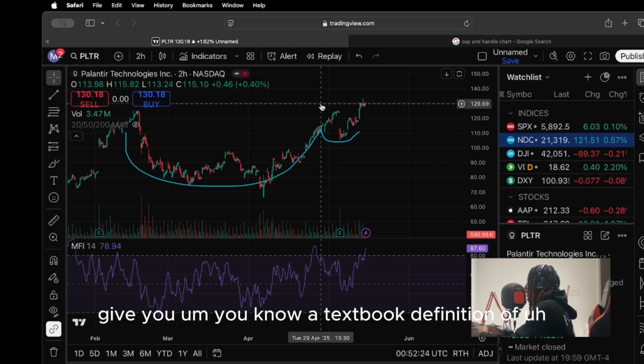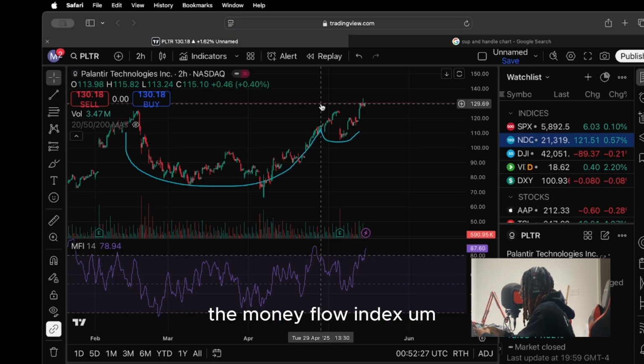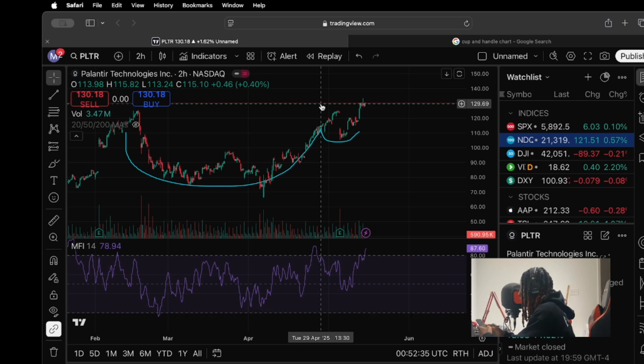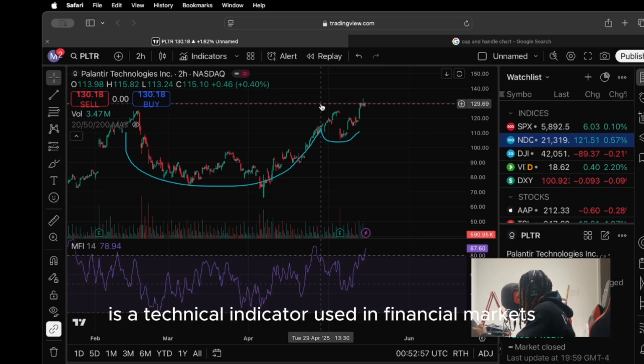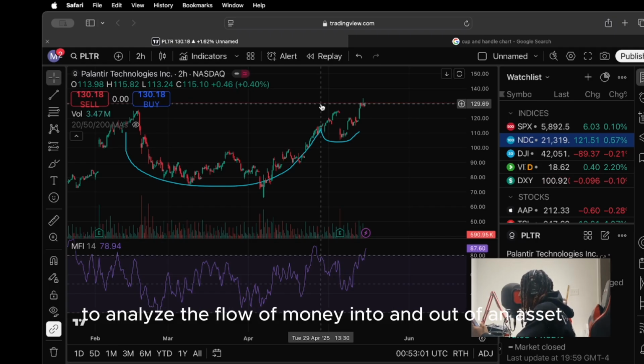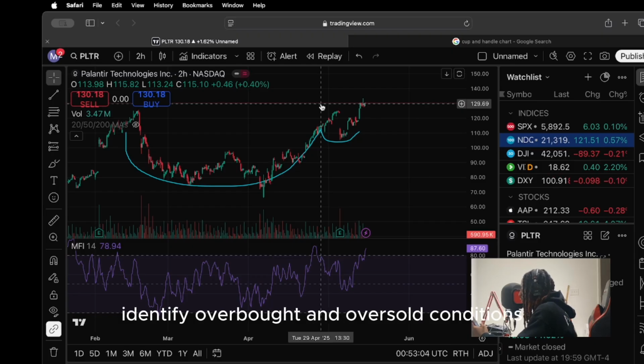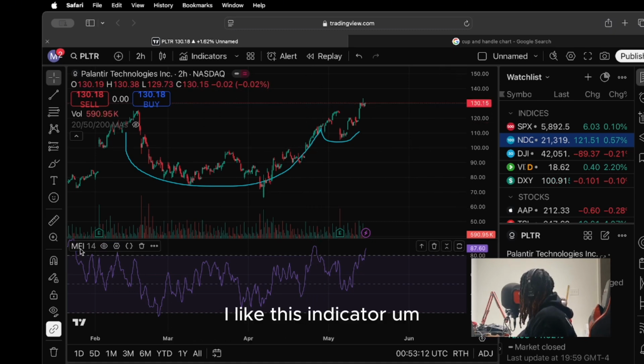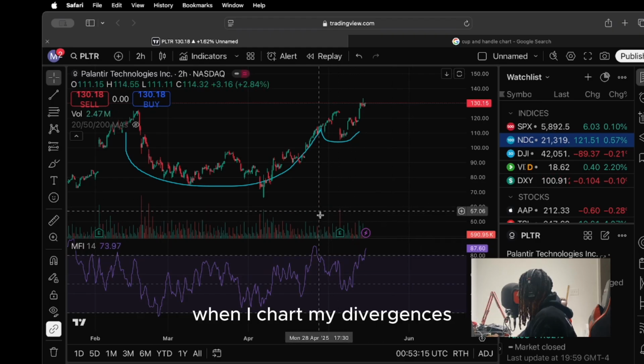Just to give you a textbook definition of the money flow index, just so you guys understand exactly what divergence indicators do. Okay, so the money flow index is a technical indicator used in financial markets to analyze the flow of money into and out of an asset. So it helps traders identify overbought and oversold conditions by measuring the ratio of positive to negative money flow. I like this indicator. I use this indicator a lot for my divergences when I chart my divergences.